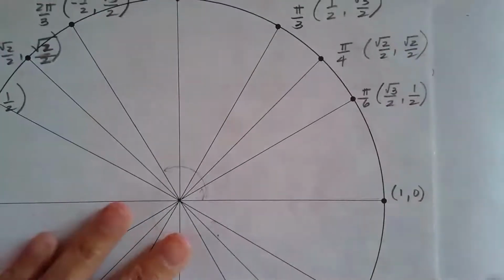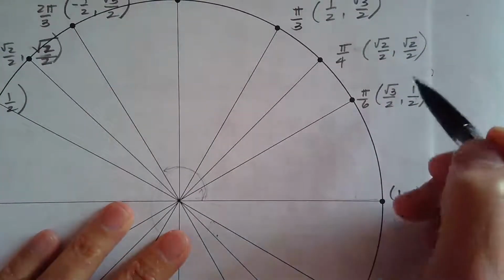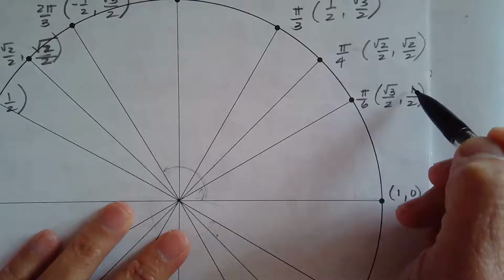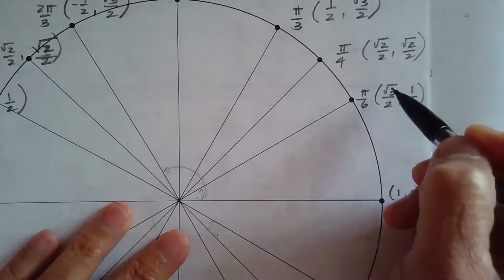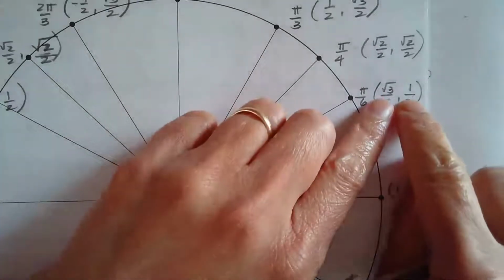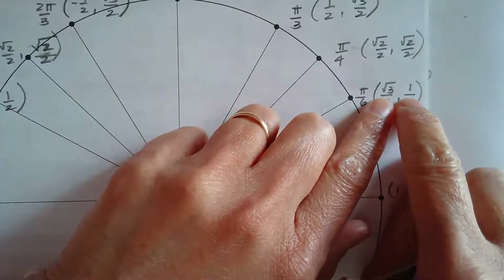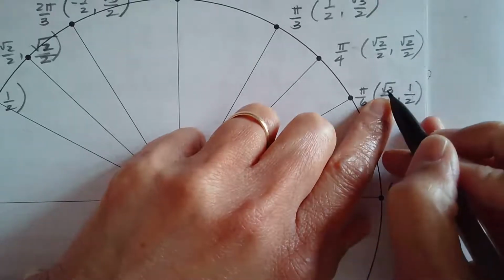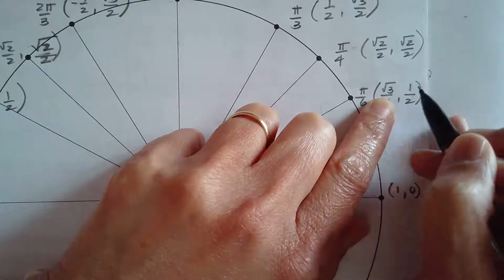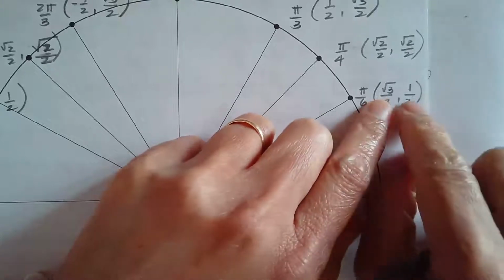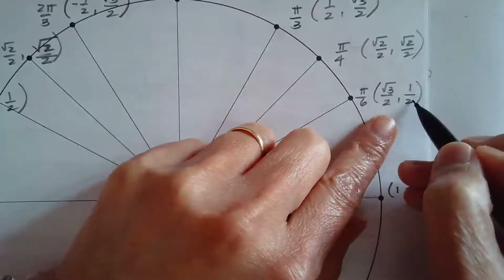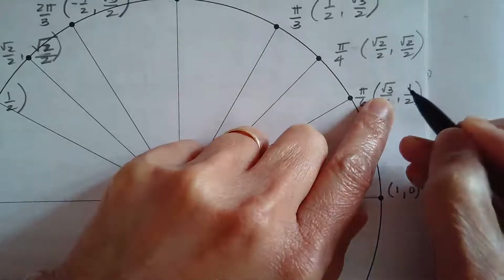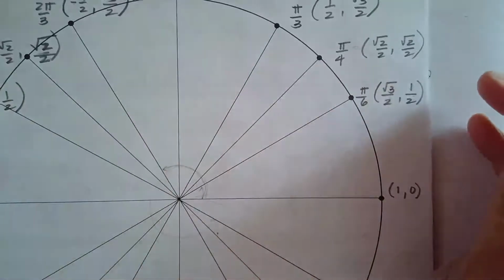Tangent is sine divided by cosine. So if I take 1/2 divided by root 3 over 2, eventually the 2's would cancel, and I'm going to be left with 1 divided by root of 3. That's a quick way of looking at it. If I go 1/2 divided by root 3 over 2, these two cancel, so I'm going to be left with 1 divided by root of 3.